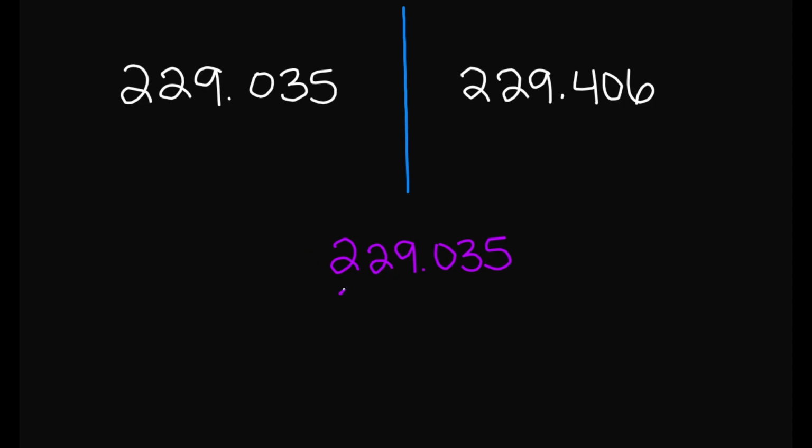229.035 and then 229.406. So our 2's are the same. Our 2's again are the same, our 9. And then we have 0 and 4 here. So we can say that 229.406 is greater than 229.035.